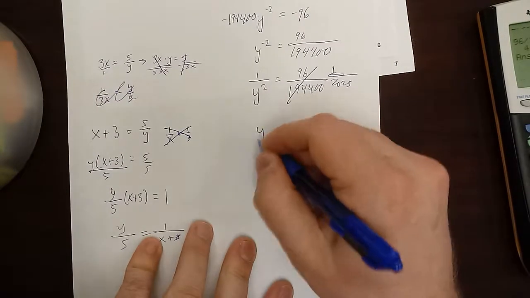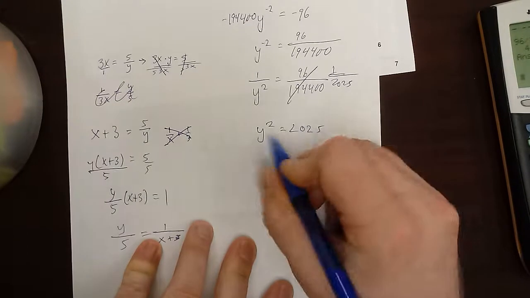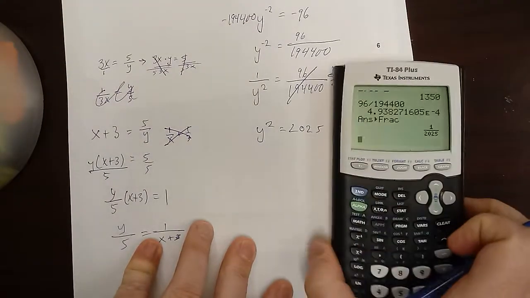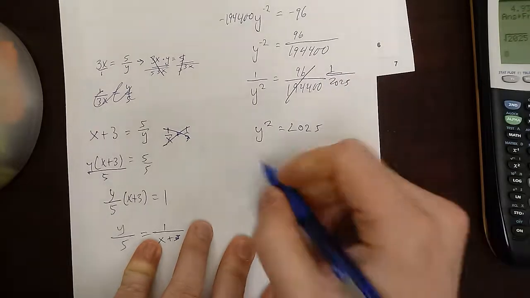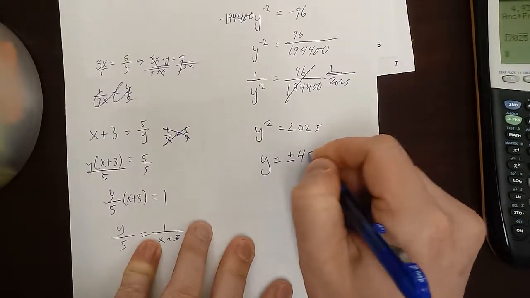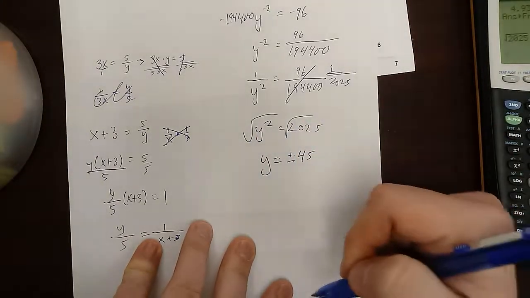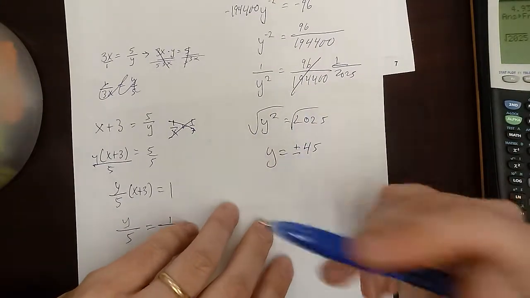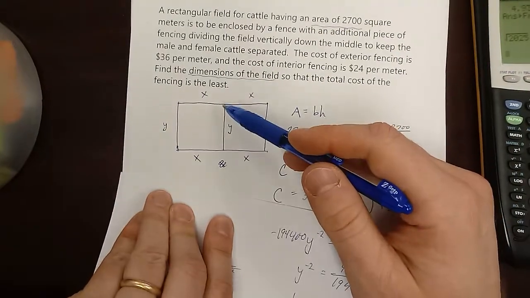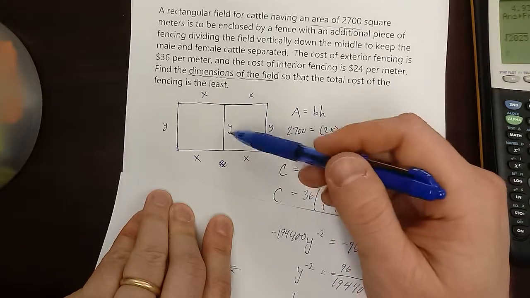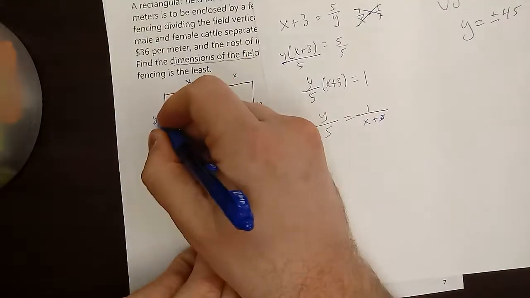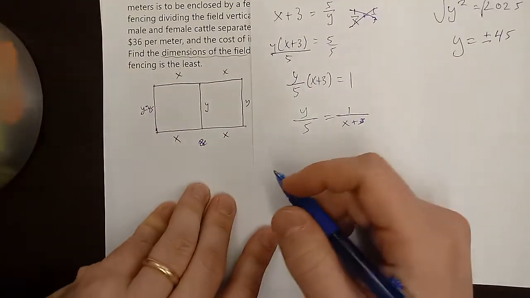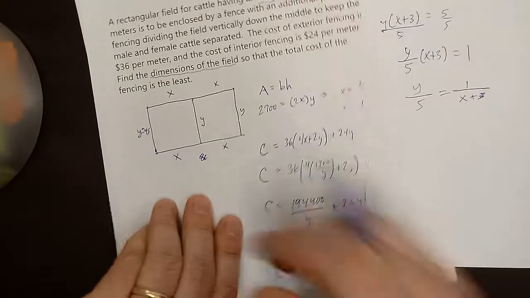So I'll flip it, I get y squared is equal to 2025. That feels like it's going to be a perfect square. All right, so y is equal to plus or minus 45 after we took the square root. But if we consider the implicit domain here, how in the world is a cow going to live inside of a fence that is negative 45 feet long? So according to my work here, y is 45. Now I just have to find out what x is.